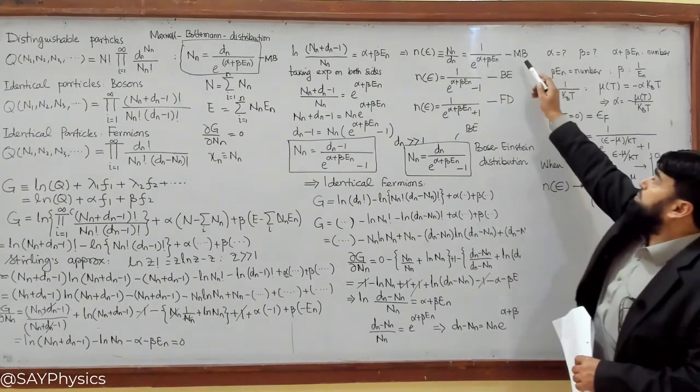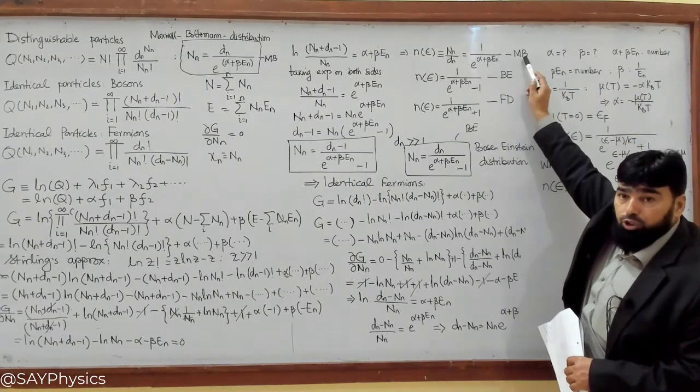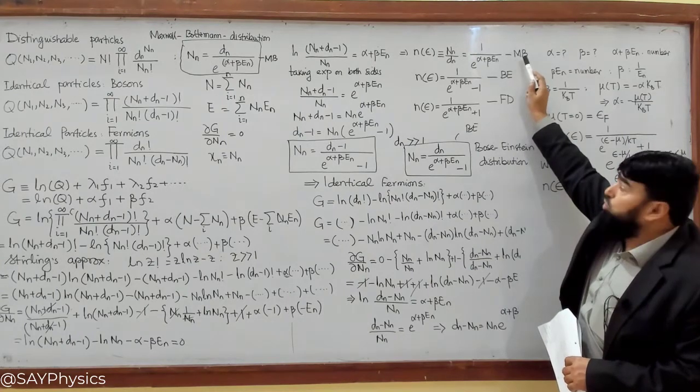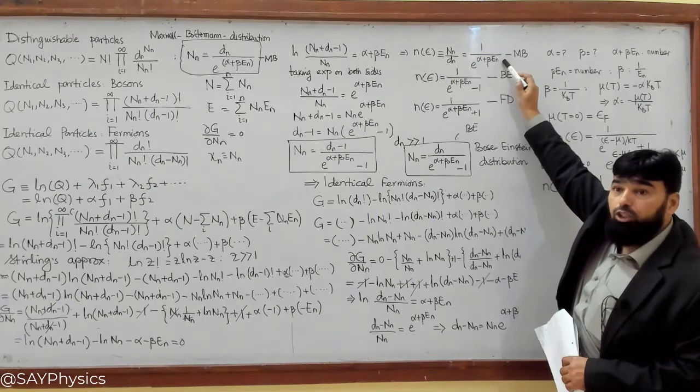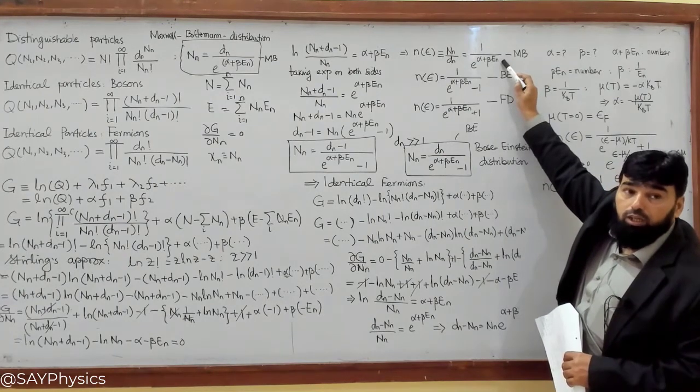Like the Maxwell-Boltzmann distribution. The Maxwell-Boltzmann distribution is for the classical particles, distinguishable particles.